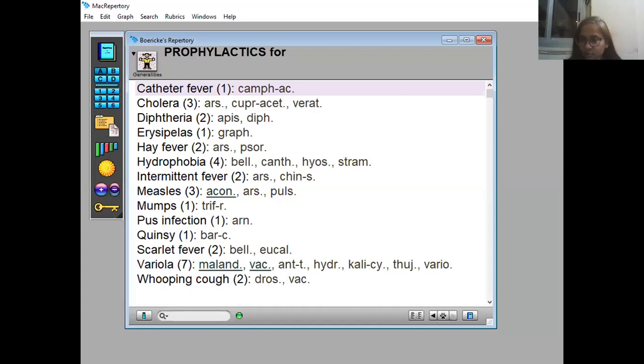I love this particular super rubric, prophylactics for, and only Boericke gives you that. Especially after the post-COVID era, all are looking for prophylactics, isn't it? So you can give these remedies as prophylactic, as preventive in a few diseases which are mentioned by the Boericke repertory.